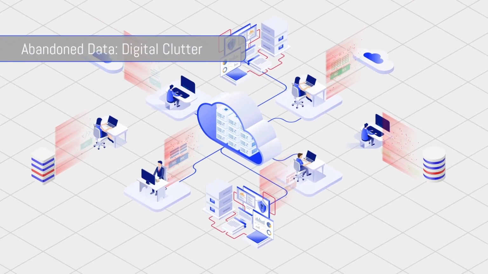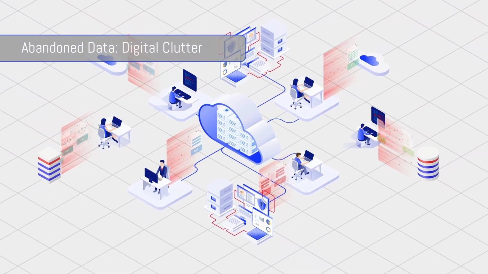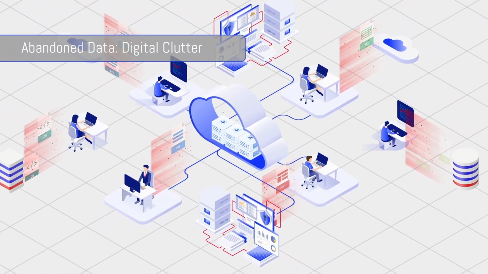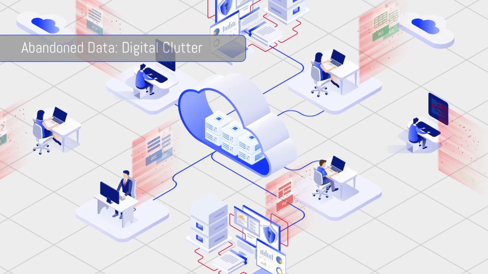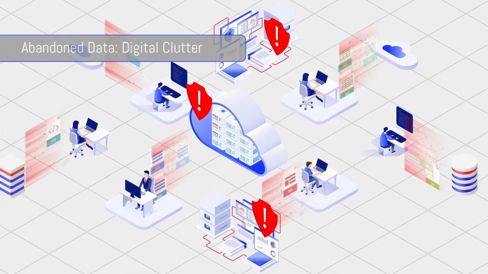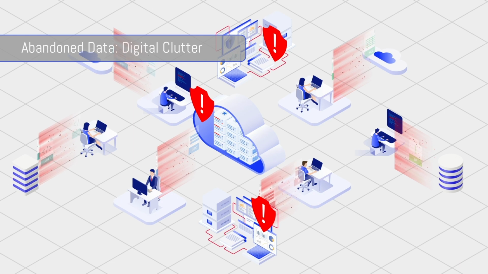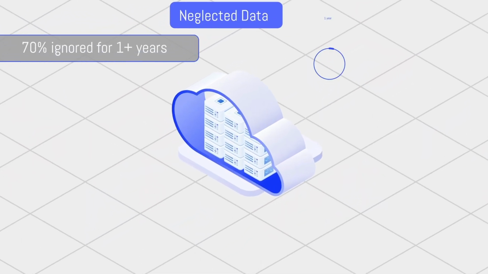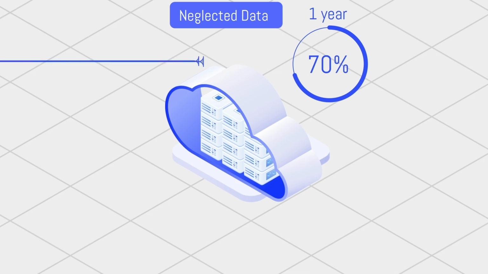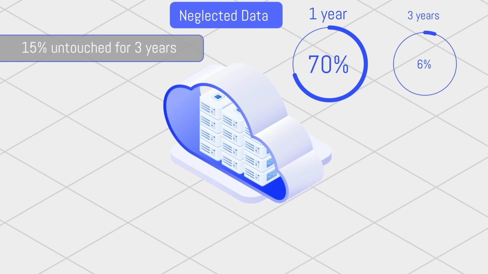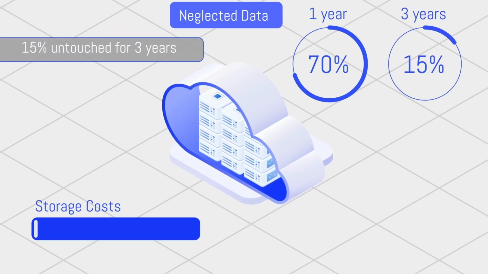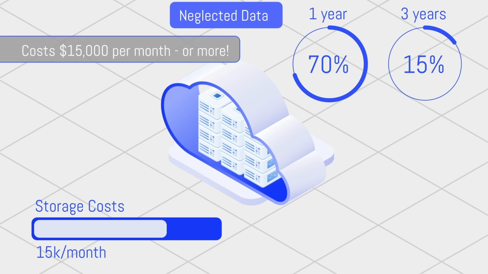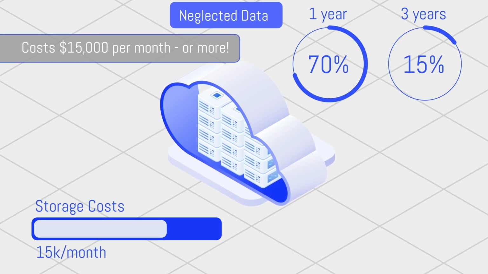Abandoned data is like digital clutter. Whether created by users as shadow data, forgotten in migrations, or left behind from legacy systems, it quietly grows in your cloud, posing hidden risks. Research shows that 70% of data stores have been neglected for over a year, with 15% untouched for 3 years or more. Even at an average conservative estimate of $15,000 in storage costs per month, it adds up.